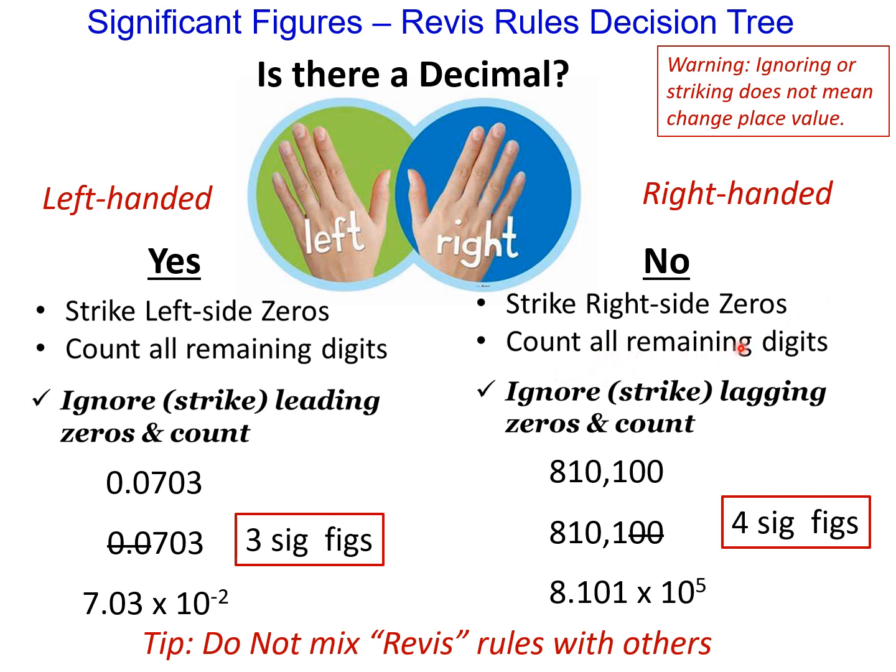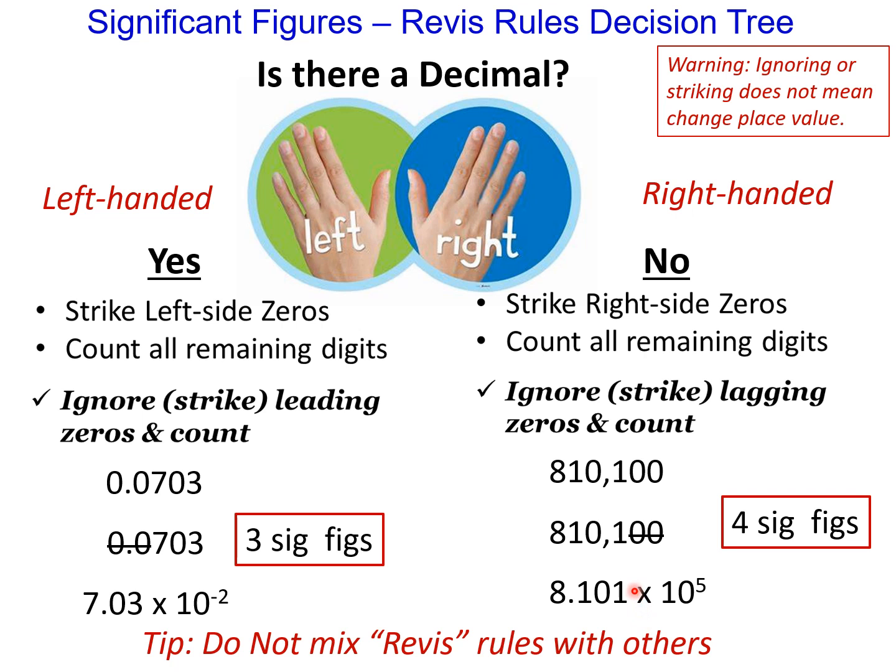So we count all remaining digits. So ignore the lagging zeros and count. So in this particular case, we're going to ignore these two on the right side because there's no decimal. And so we don't worry about what's called an embedded zero. We don't care whether it's embedded or not. We simply count after we strike up to the point where we see a counting digit. So we have 1, 2, 3, 4 sig figs.